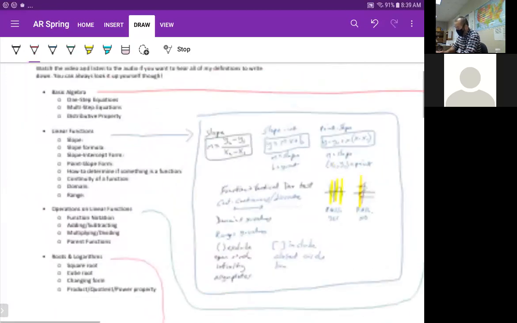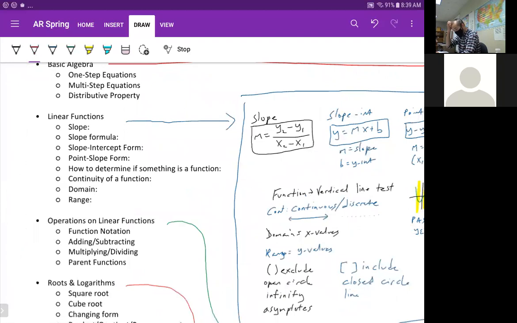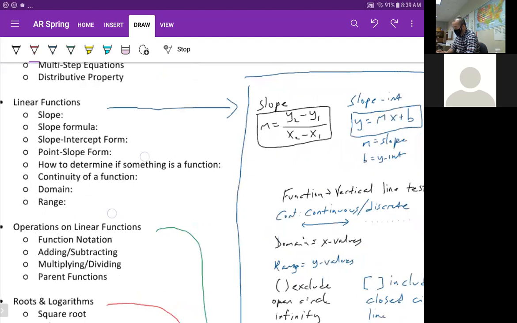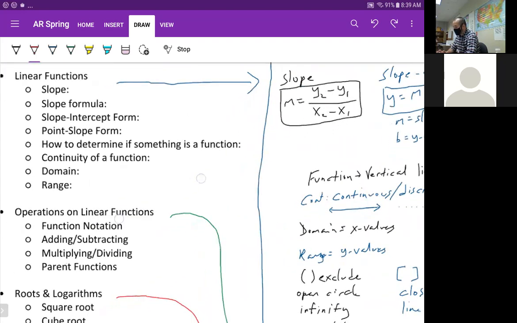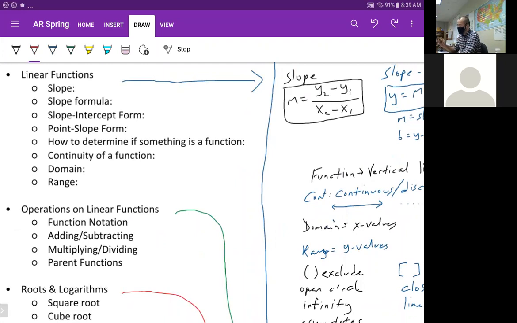Real quick, all the definitions. Basic algebra. One-step equations require one step to solve. Multi-step require multiple. When you distribute, whatever is outside the parentheses goes to the inside. Slope is the rate of change. Slope formula is there in black. Slope intercept and point slope are there in blue. Determine something's functions, vertical line test. Continuity of the function is either discrete or continuous. Discrete is if there's breaks in it or dots, or like if there's a space.